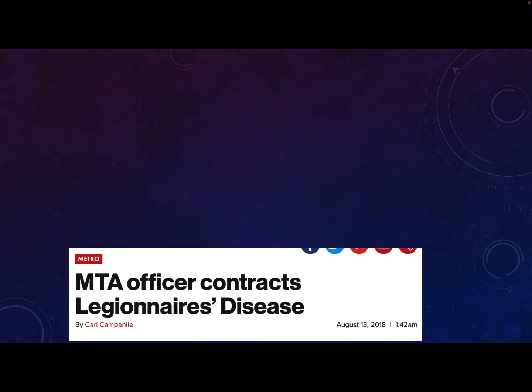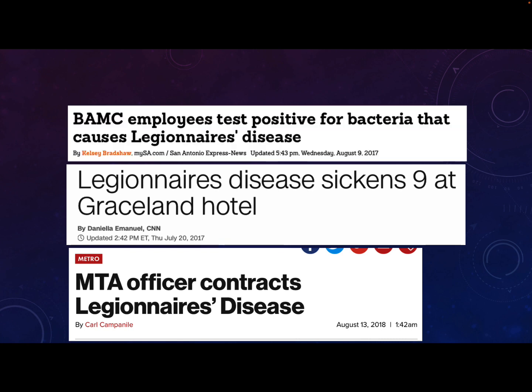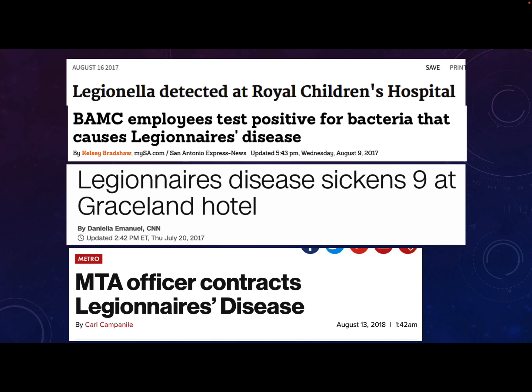So it's not an uncommon infection. This is MTA, so it's like the transportation system, like the subway in New York City. Legionnaire's sickens 9 people at the Graceland Hotel. Going to pay your respects to Elvis. And then this was the hospital where I used to work. BAMC employees test positive for bacteria that causes Legionnaire's disease. And then Legionella detected at the Royal Children's Hospital. So it gets into these, oftentimes air conditioning systems is where we're going to see a lot of that. And when it happens in a hospital, that can be very, very dangerous.